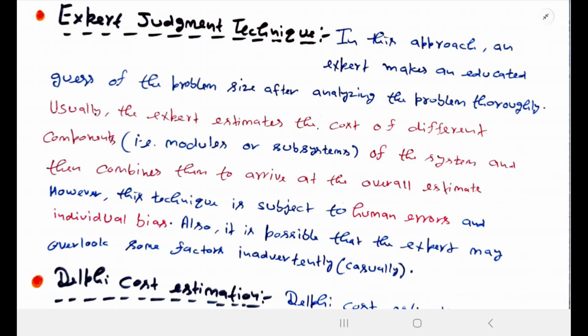This technique is subject to human errors and individual bias, as humans are involved in this technique. So there are some possibilities of human errors, and also the possibilities of individual bias related to any topic or any parameter that could happen.